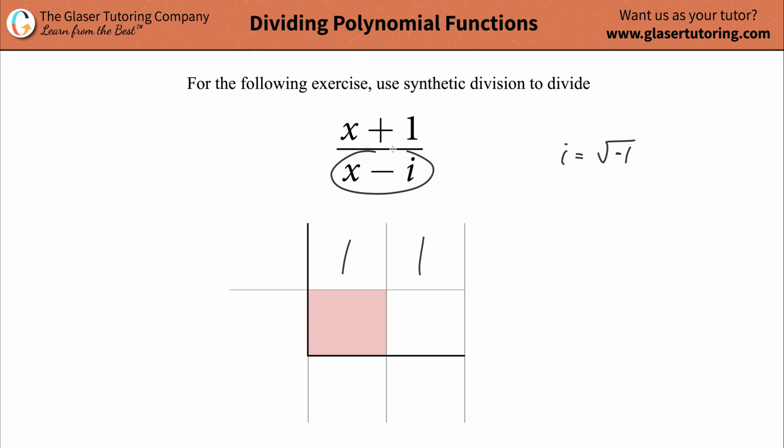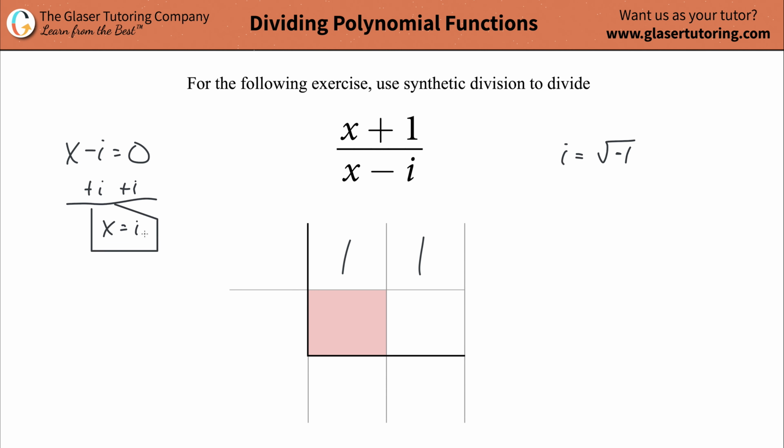Now you have to focus on the denominator, also known as the divisor. You take that denominator, whatever it is, and you set it equal to 0. And you're going to solve that for x. That's going to tell you what value you're going to need to plug into the outside part of your synthetic division table. So I have to plug in i. It's fine. Just think about it as a variable, as if it were a or b or c or something like that.